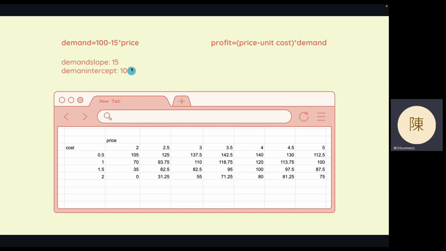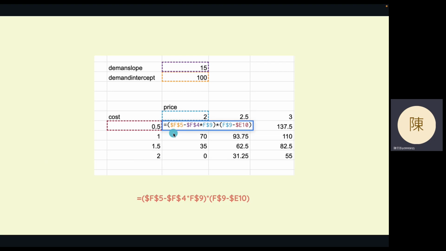So assuming that the demand slope is 15 and the demand intercept is 100, so all we need to do is enter the formula and then copy all the formula to all the cells needed. So the formula is, I'll show you here that it is $F$5 minus $F$4 times F$9, which is the demand intercept minus demand slope times price times the price minus the cost right here.